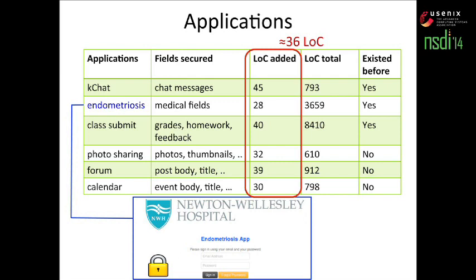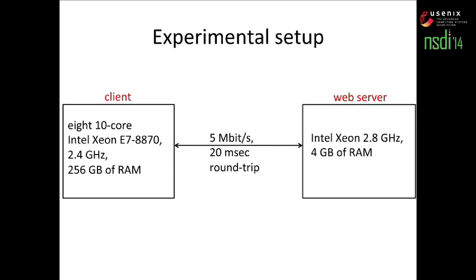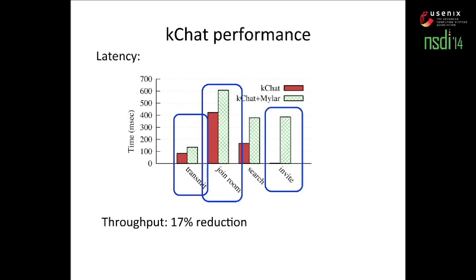We also secured the class submit website, a photo sharing application, a forum, and a calendar application. The cool thing to notice is that the average lines of code we added to port these to Mylar was only around 36 lines of code, which is small. So how about performance? The experimental setup consists of a powerful client for throughput experiments and a network that approximates a nearby data center. For kChat, oops, something weird happened.